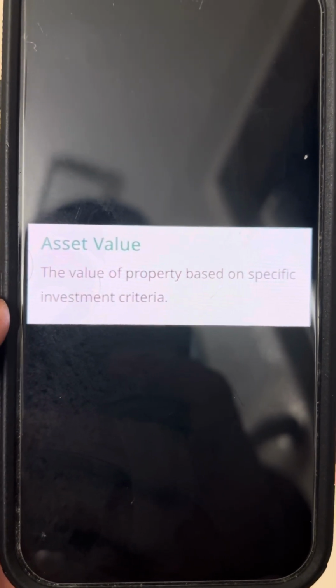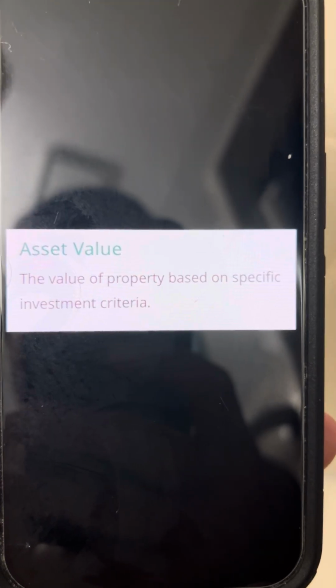Licensed real estate appraiser exam prep. Terminology.